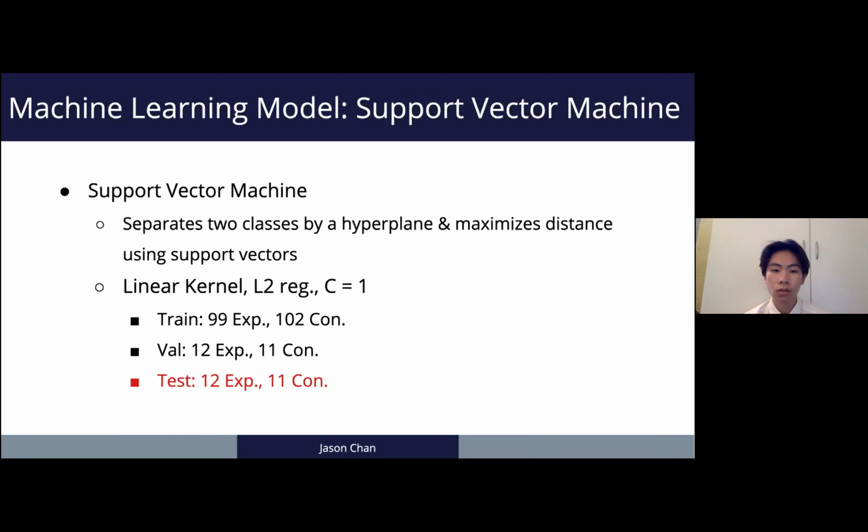Additionally, our C-value was 1, and what a C-value is, it just denotes how strict the model is going to be, if it's going to classify some points wrongly but make a general line, or if it's going to be super strict. And the C-value of 1 is pretty moderate. So then, as you can see, our training set had about 100 in each group, experimental and control. And then our validation and test sets were pretty small.